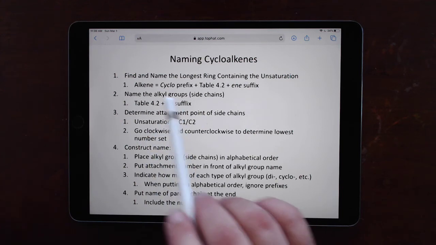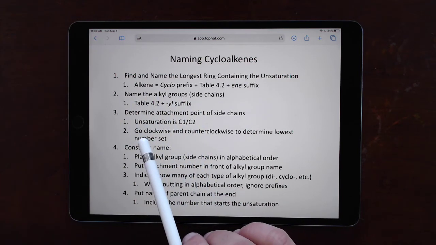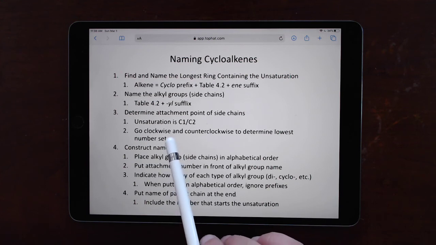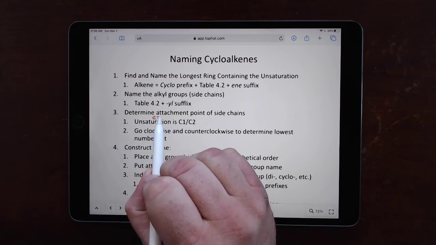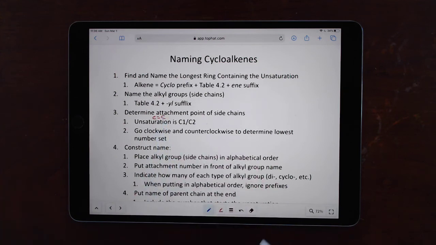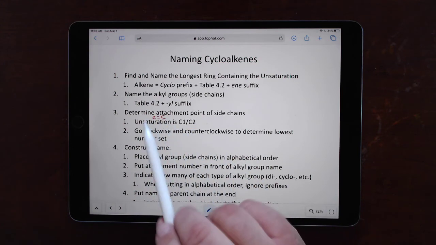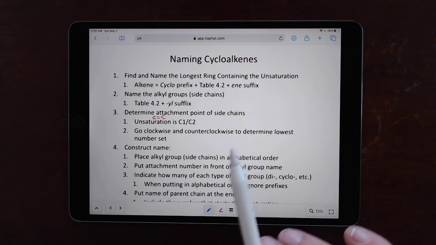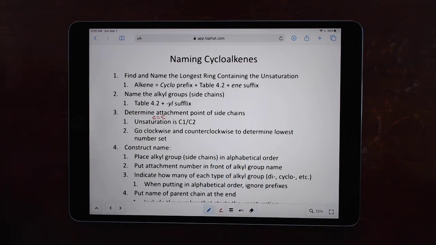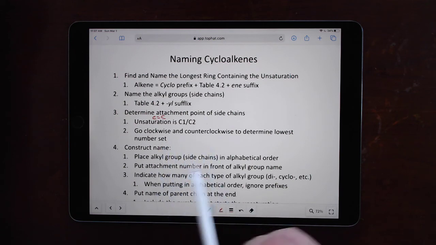Now again, there are the alkyl chains, but this one ends up being a little bit easier because of the double bond, the unsaturation. This is the carbon-carbon double bond. Carbon 1 and carbon 2 are going to be the carbons of that double bond. Now you don't know if you get to go clockwise or counterclockwise through it, but that's the easiest way to do it. So we're still going to get the lowest number set, but carbon 1 and carbon 2 are going to need to be that double bond.